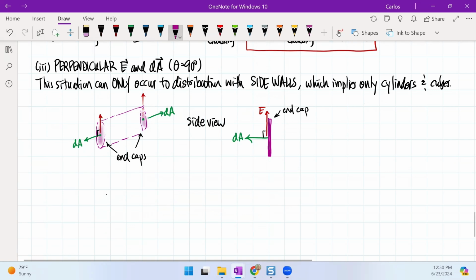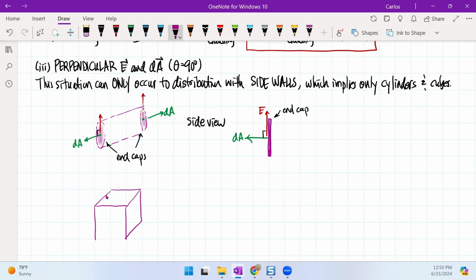The same thing happens with the cube. So if I look at the cube, here's what I'm seeing. We only care about the sidewalls. So if I look at the cube, I'm looking at something like this. I only care about the sidewalls. So when I'm looking at the sidewalls, what am I seeing? I'm seeing the same type of thing. I have an area here, and I have an area vector pointing out here.